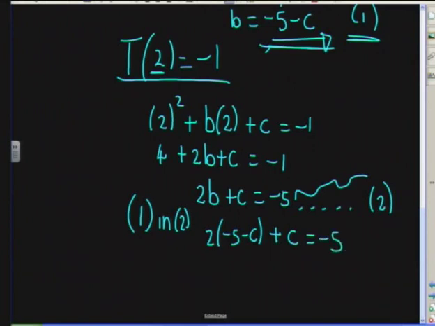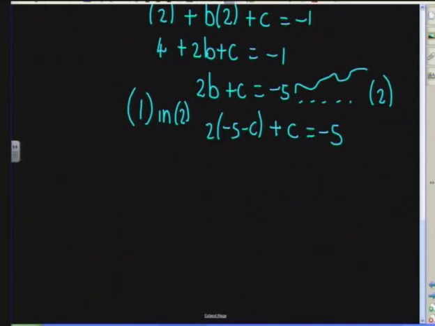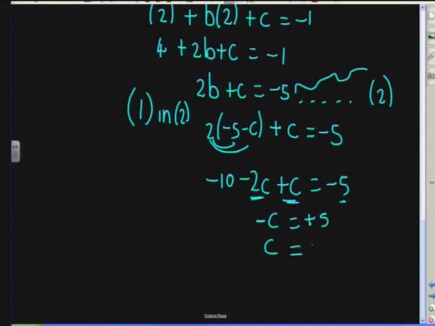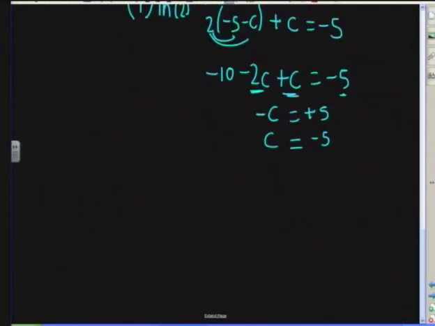minus 5. All right, so then I'm going to multiply the 2 in, so I get minus 10 minus 2c plus c is equal to minus 5. Minus 2c plus c is just negative c. And negative 5 plus 10 is going to give me plus 5. So therefore, c, dividing both sides by negative 1, we're going to get c is equal to negative 5.